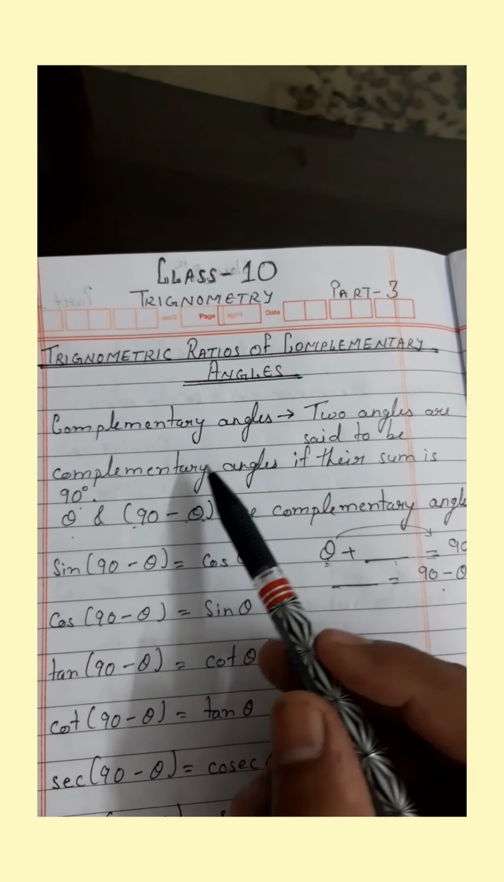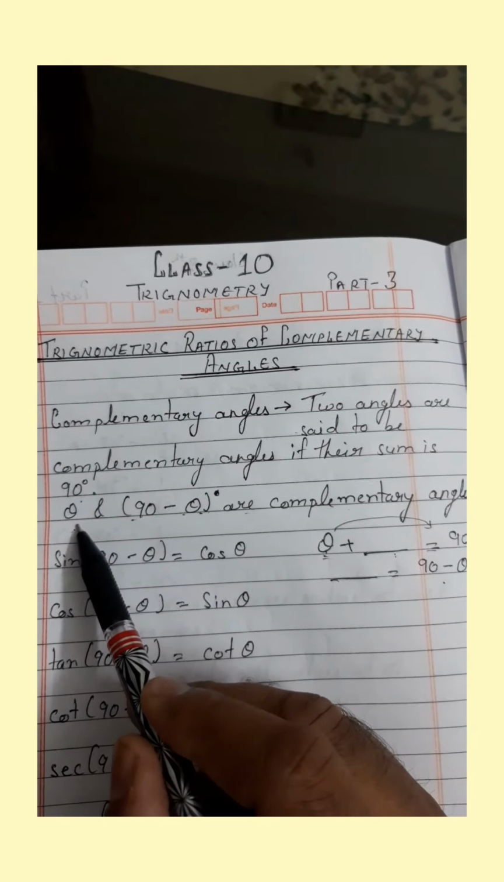Once again, if we add two angles in such a way that their sum is 90 degrees, then those two angles are complementary angles. And in terms of theta, if the first angle is theta, then the second angle is 90 minus theta by using this relation.